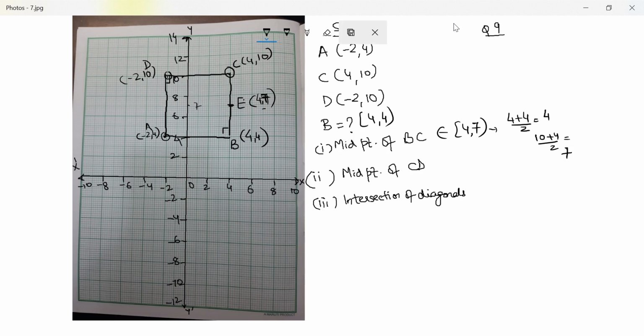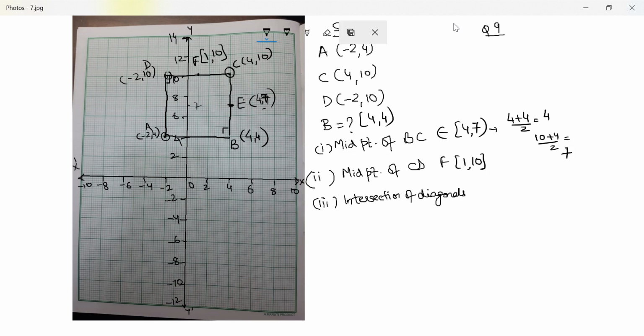Next, midpoint of CD. So CD is this, which means again I can add and divide by 2, or I can visually look and see which seems to be the midpoint of CD. So this would be the midpoint visually of CD. Let's name this point F. This is 1, 10. So the midpoint of CD is F, 1, 10.